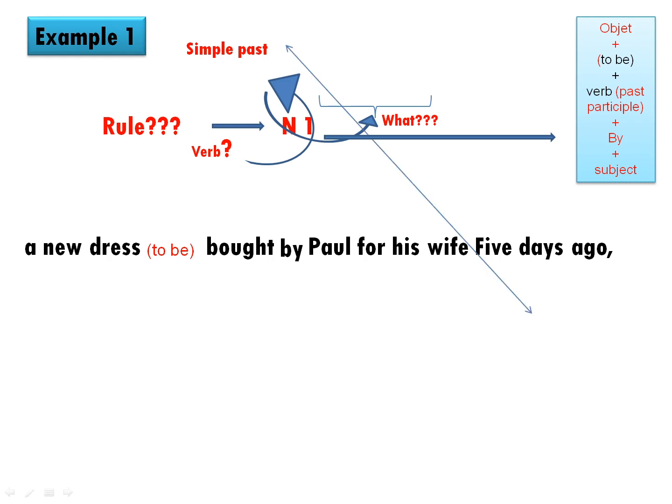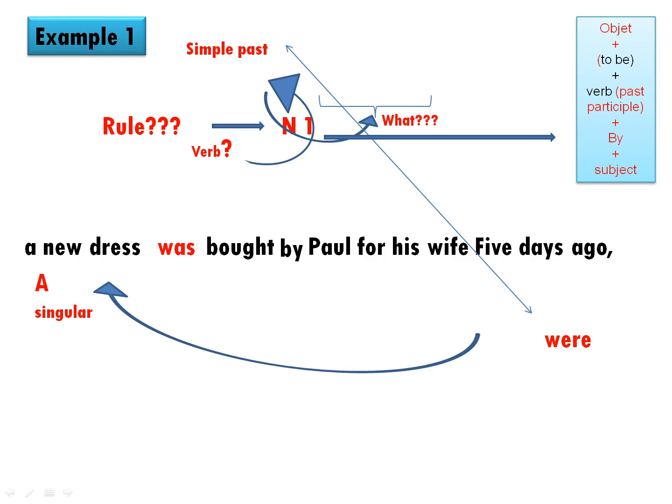So to be in the simple past is going to give me two forms: either was or were. Great. So here, what is the correct one? Do you say a new dress is, a new dress was, or were? It depends here, okay? The correct one is was. Why? Because I have a new dress, and this a new dress is singular, okay?